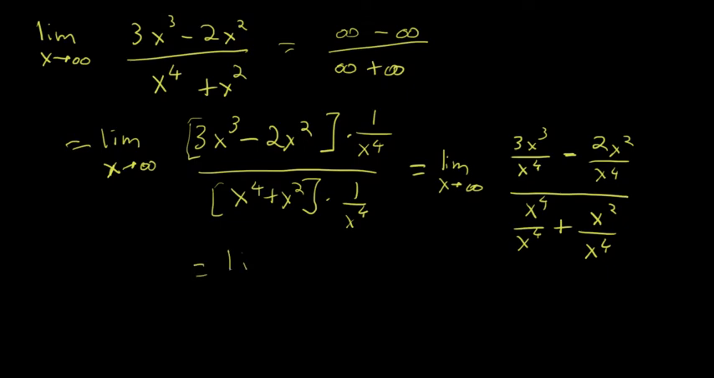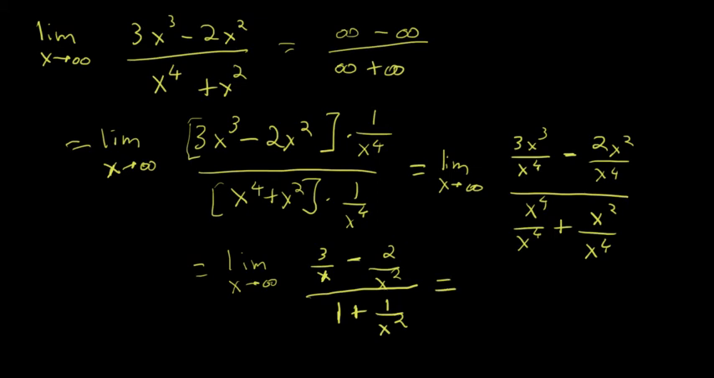So we simplify this a little bit further. You'll see this is equal to 3 over x. X to the third divided by x to the fourth is 3 divided by x. Again, we don't have to be worried about division by 0 because we're considering large values of x. So 2x squared over x to the fourth is 2 over x squared. That's because x squared over x to the fourth is 1 over x squared, times 2 is 2 over x squared. X to the fourth over x to the fourth is 1. And x squared divided by x to the fourth is 1 over x squared.